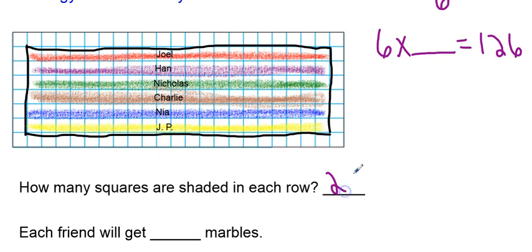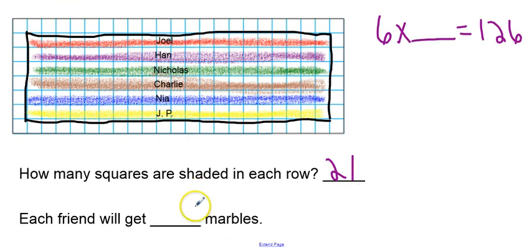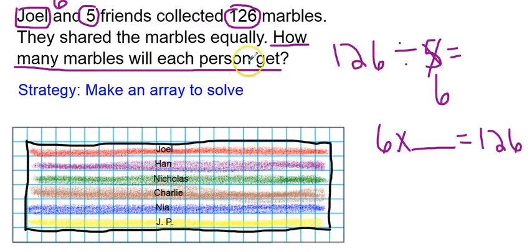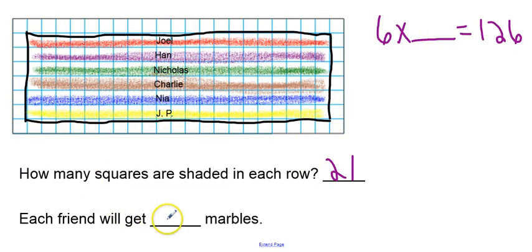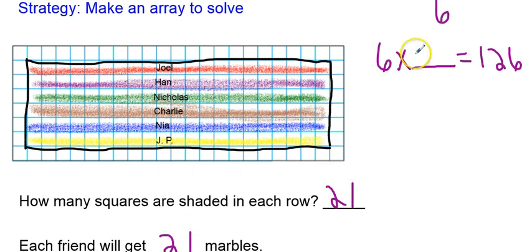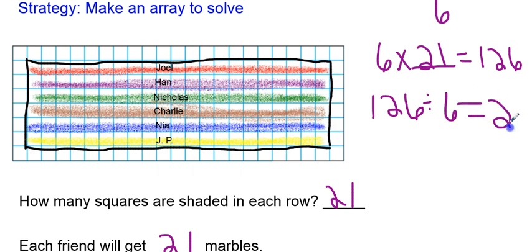So hopefully you counted 21, and now we can answer the question. How many marbles will each person get? Okay, each friend will get 21 marbles. So 6 times 21 equals 126, which would also mean that 126 divided by 6 equals 21.